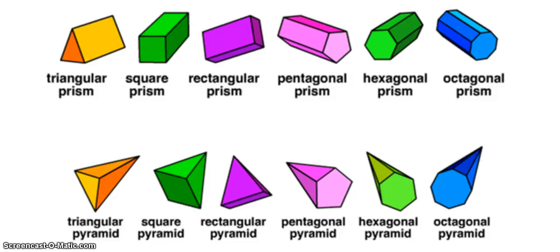So, one more question. A cylinder is kind of like a circular prism, right? What if we took that and made it into a pyramid? What would that look like? A pyramid with a circular base? What would that look like?